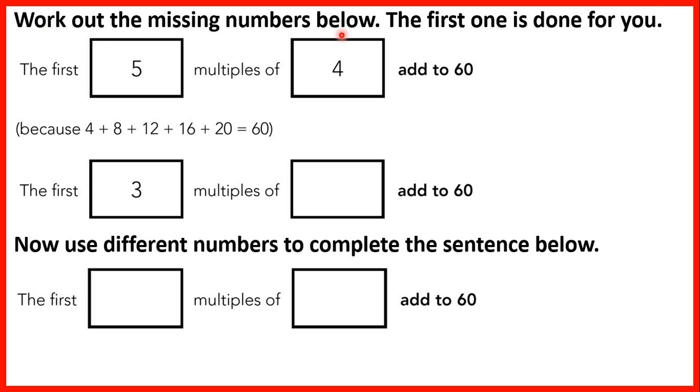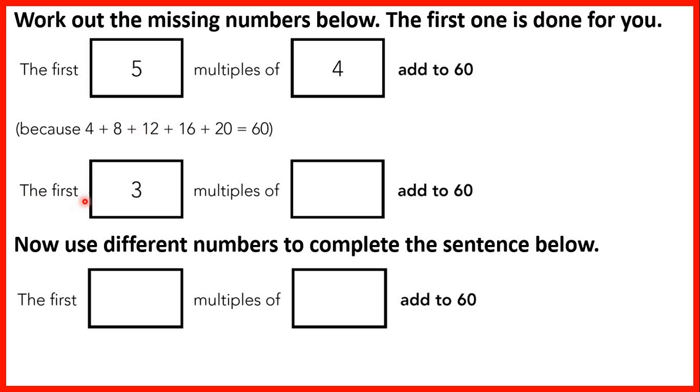Work out the missing numbers below. The first one is done for you. So we're told the first 5 multiples of 4 add to 60, because 4 plus 8 plus 12 plus 16 plus 20 is 60. Remember, a multiple of a number is in that number's times table. So the first multiple of 4 is 4, then the second multiple of 4 is 8, because that's the second number in the 4 times table, and so on.